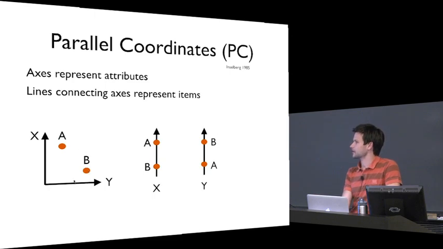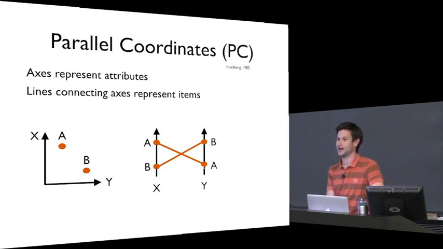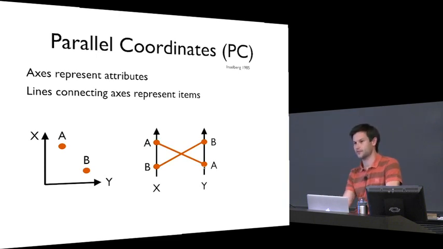Then we add these data items. This is just projecting the values to the axis. So A has a high X value and a low Y value. And what we do then is we connect them by lines. And this is everything you need to know about parallel coordinates.